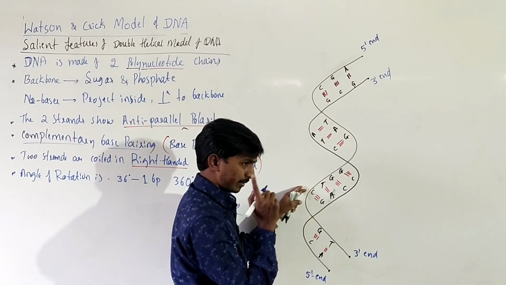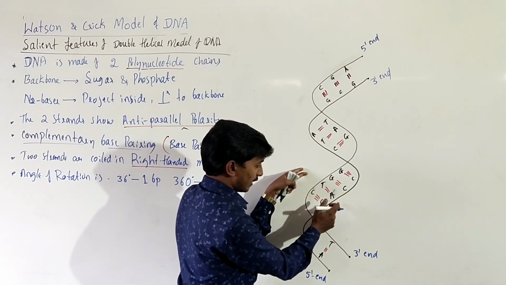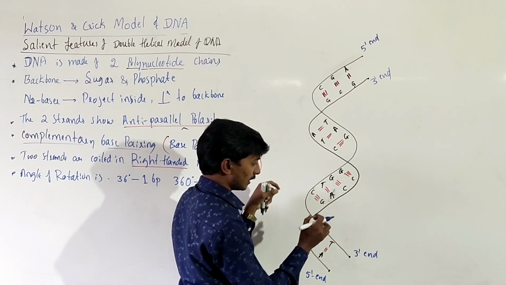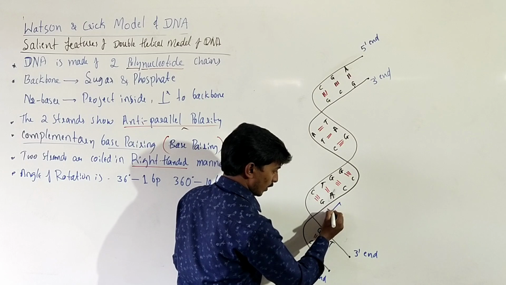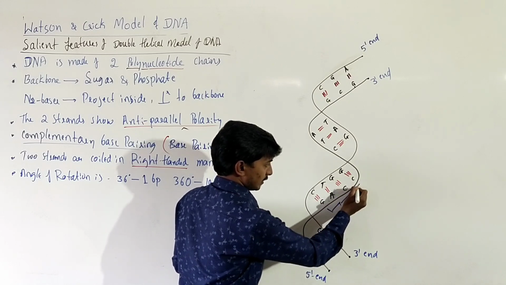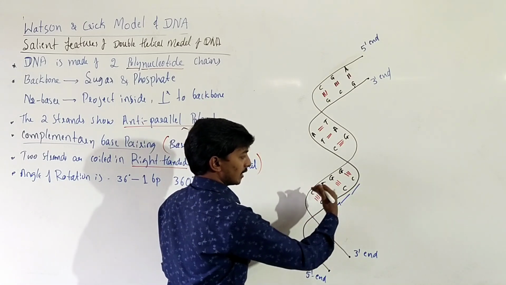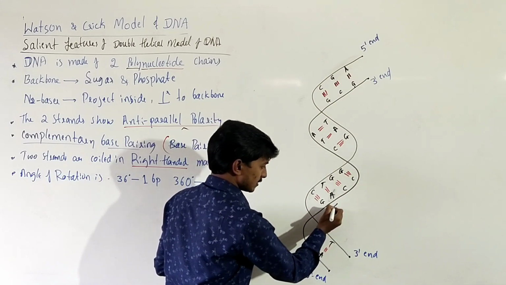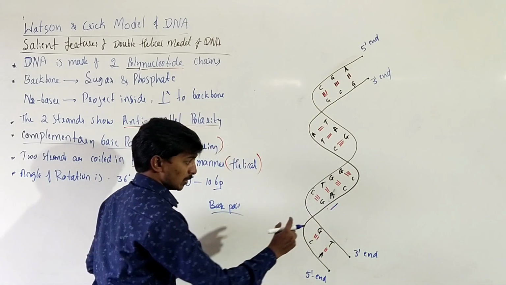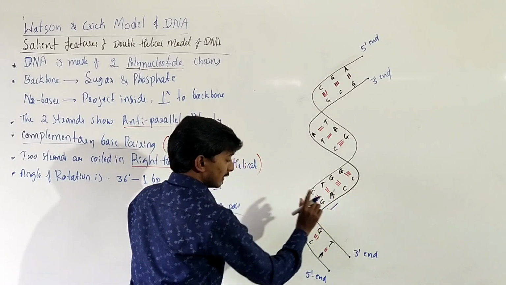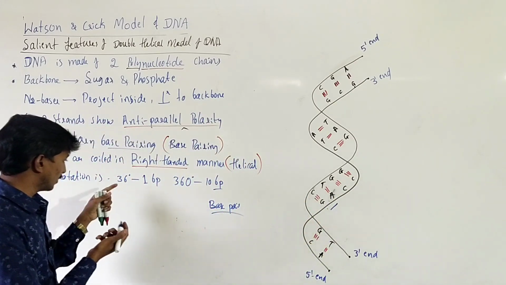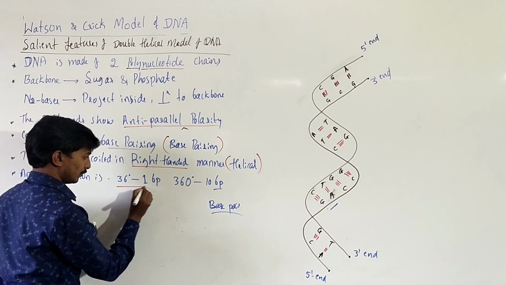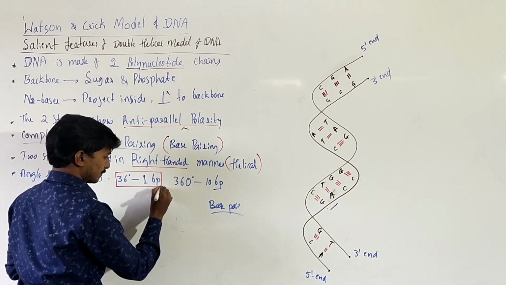Cytosine, guanine, 1 base pair. Thymine, adenine, 2 base pairs. Like that, this is 1 base pair, 2 base pairs, 3 base pairs. So it will keep on counting. This is 1 base pair. Okay, this gap is 1 base pair. This distance, or the angle of rotation, is 36 degrees for 1 base pair.